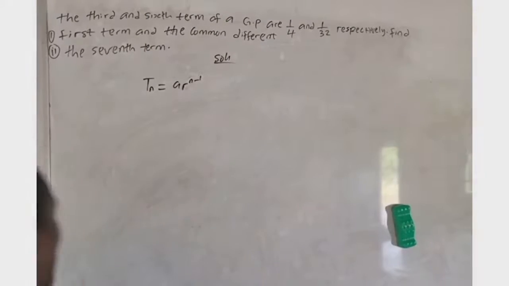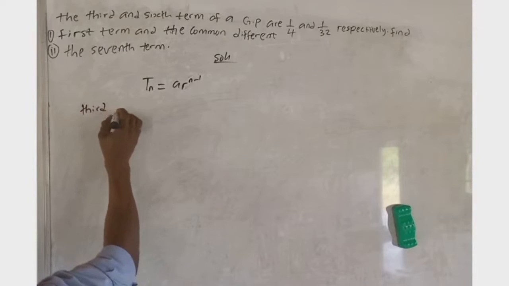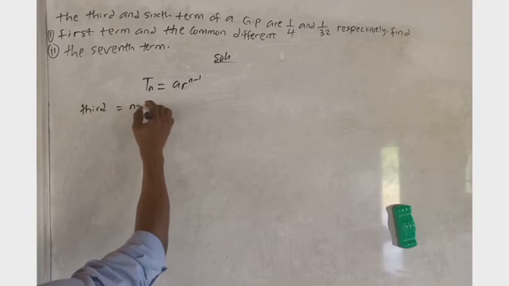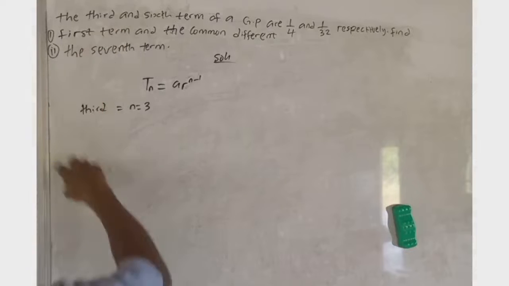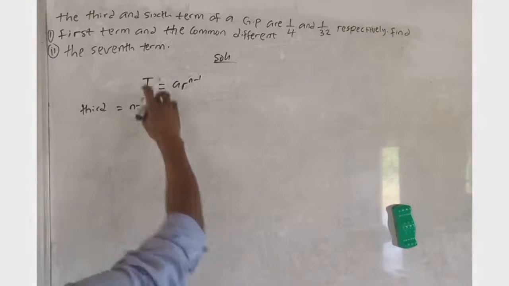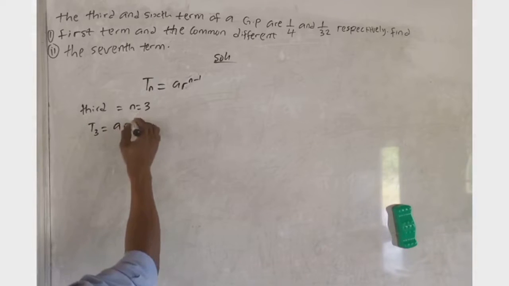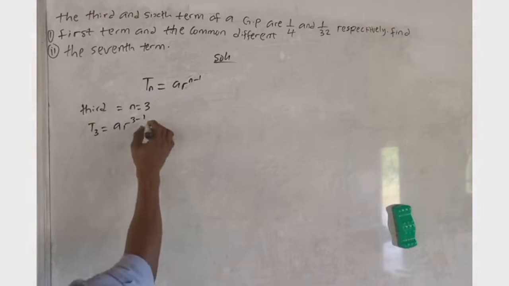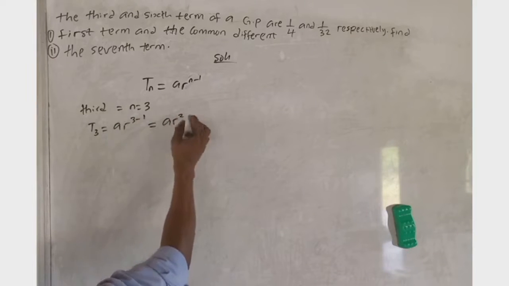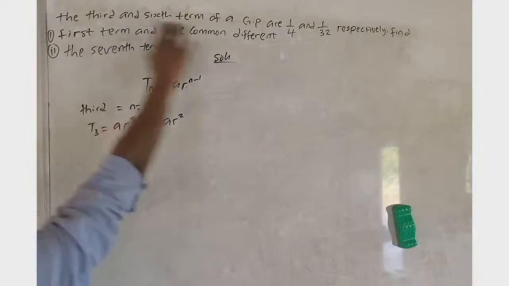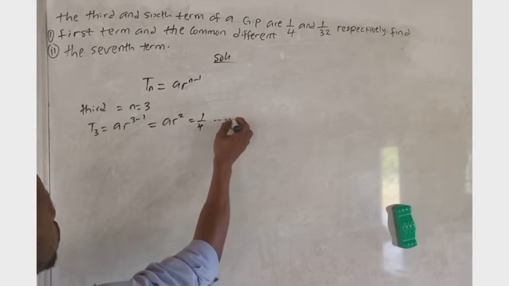So let's look first to get our third term, where n is equal to 3, because n is the number of terms. Applying the general formula, T3 is equal to ar raised to power 3 minus 1, which gives ar squared. And this third term is equal to 1 over 4, so ar squared is equal to 1 over 4. Let's call this equation 1.